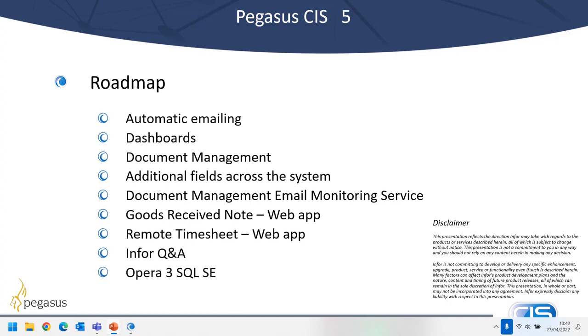Initially, Pegasus CIS5 won't link into Opera 3 SQL SE. This will be addressed in the next main release of Opera 3 SQL SE, which is currently scheduled for August, September. When that version becomes available, it will have the links into Pegasus CIS5.